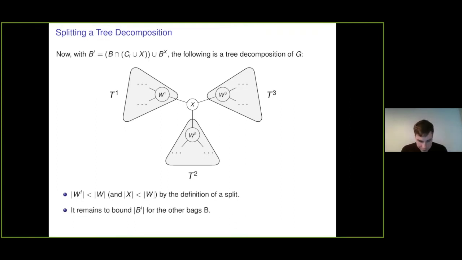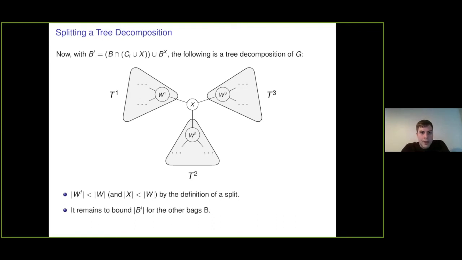And what remains is to show that also for all other bags, this construction also improves the tree decomposition, or at least decreases some invariant or something. It doesn't make it worse.